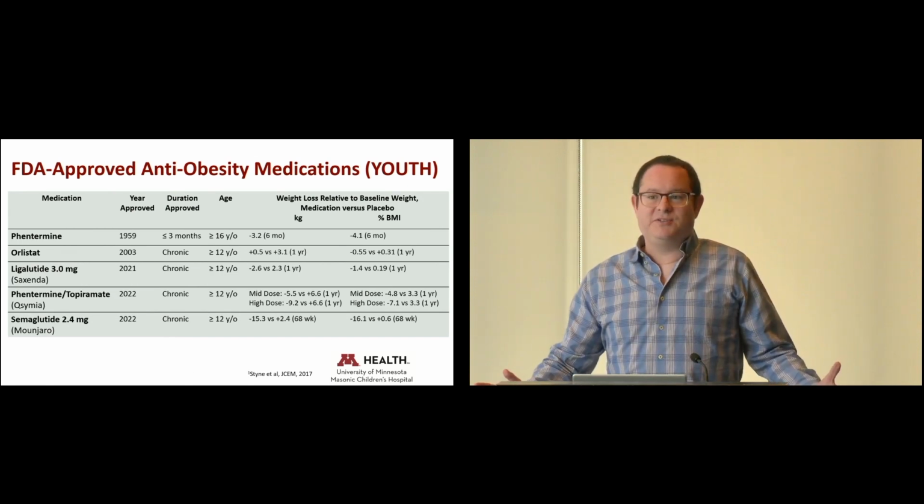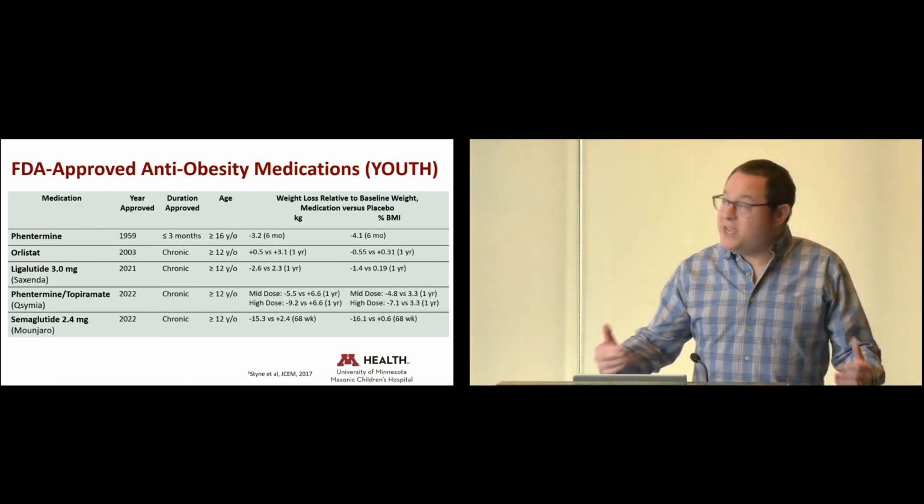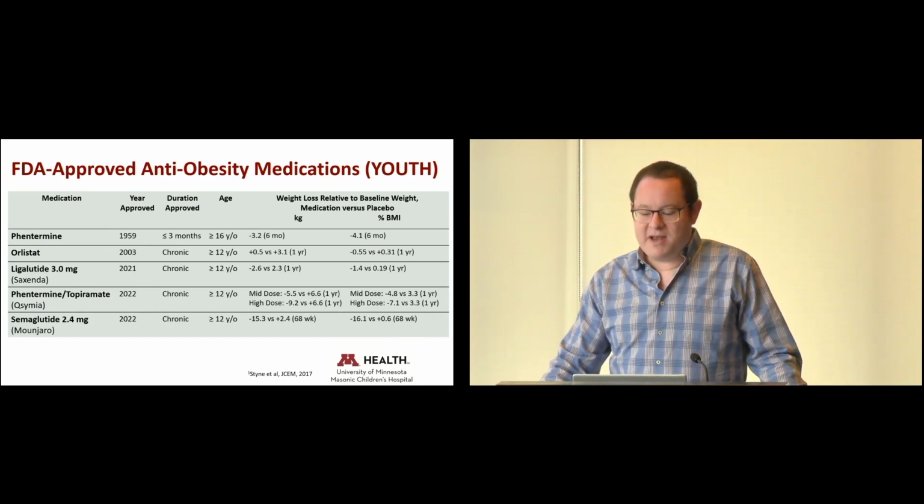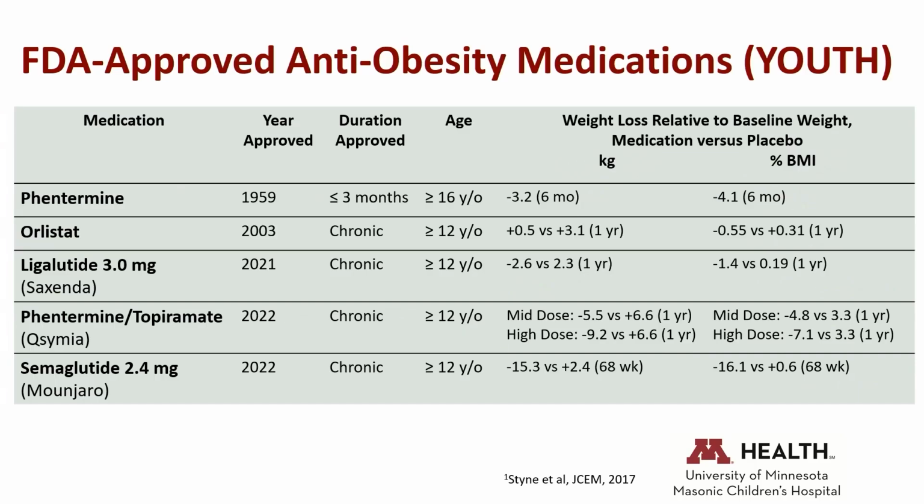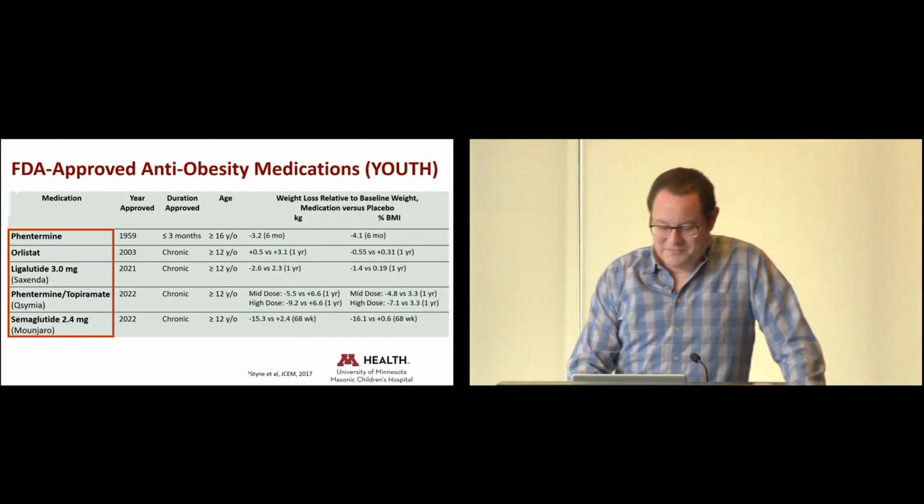So let's talk about medications. What is out there? These are the current 5 medications that have now been approved for use in youth: phentermine, orlistat, liraglutide 3.0 milligrams daily, also known as Saxenda, phentermine topiramate put together, which is called Qsymia, and semaglutide 2.4 milligrams daily. I realized I made a mistake right there. That is not Mounjaro, that is one called Wegovy, so that's a mistake I'll have to change.